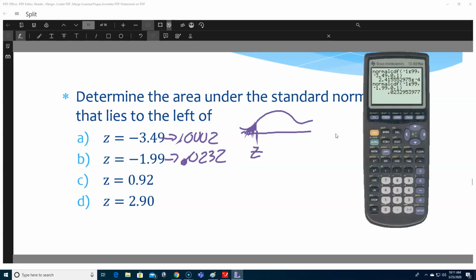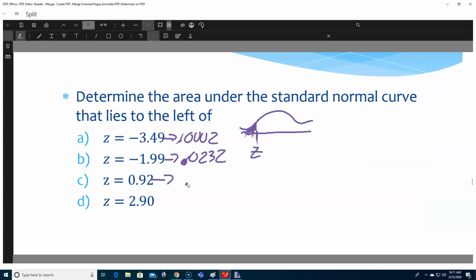C. Same exact process. We've got to get used to this calculator. So we're going to hit second, distributions, normal CDF, lower bound number, negative 1, e to the 99, 0.92, average, which is 0, standard deviation, which is 1. There's our area associated with that value. So z equals 0.92. The probability associated with it is 0.821.